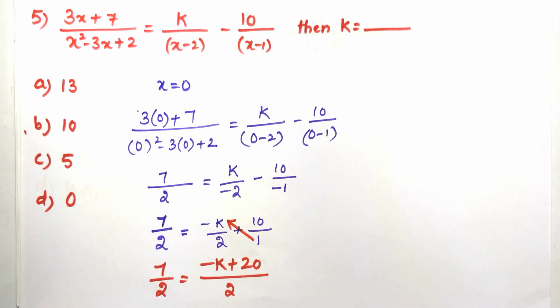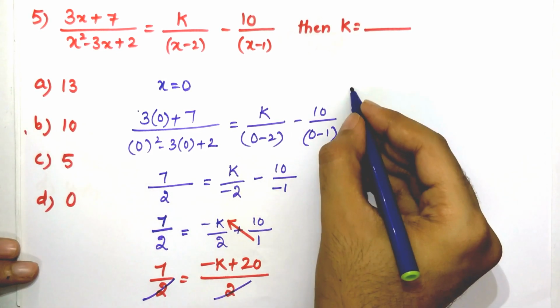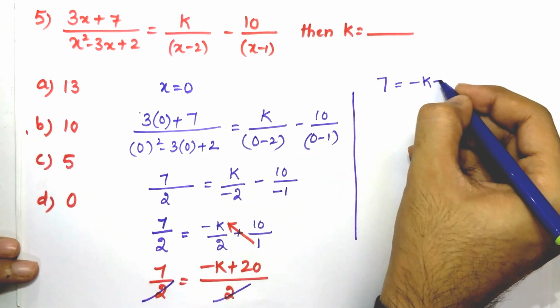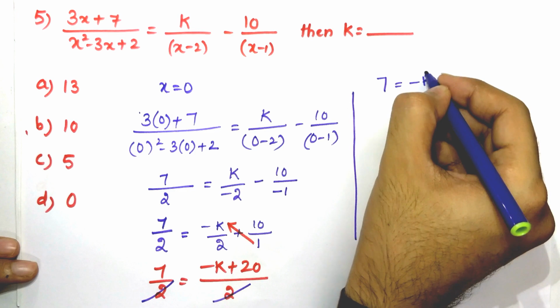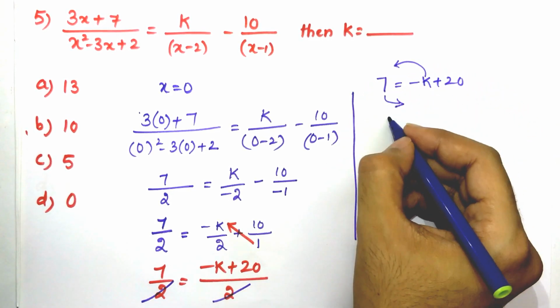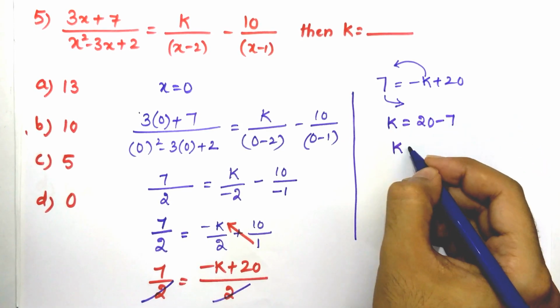Now both of these 2s will go off. What is left? 7 is equal to minus k plus 20. So when this minus k goes on the left and 7 comes on the right, it becomes plus k is equal to 20 minus 7. So k is equal to 13.